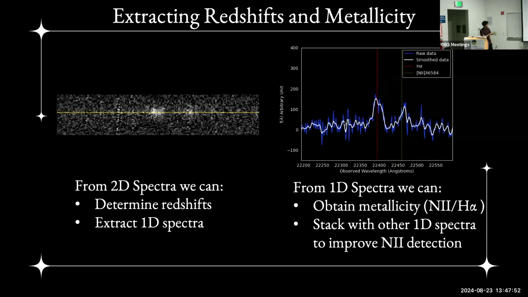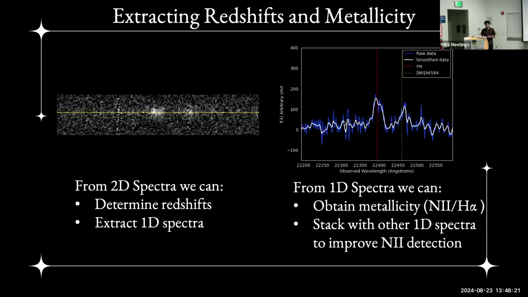On the other hand, for 1D spectra, we can obtain the metallicity by finding the H alpha and N2 line measurements, which directly correspond to the area under the H alpha and N2 curves. So once we have this ratio of the N2 area over the H alpha area, we could use that to find the metallicity.